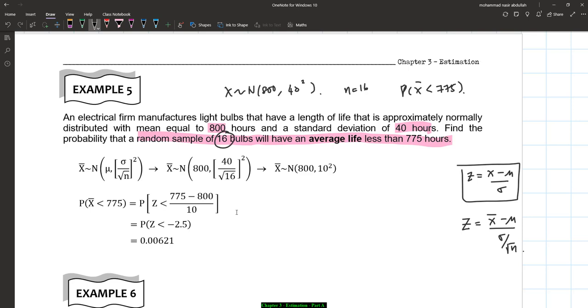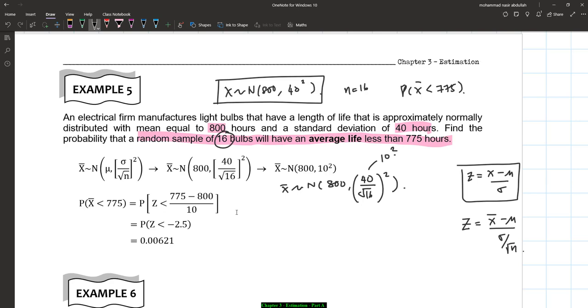So now, since we are looking at what we call a sampling distribution, this is the original, the first one. Since we have a mean X bar for 16 observations, the mean still remains 800. The standard deviation will be the standard error squared. So 40, which is the standard deviation, divided by square root of 16, and then you square this. So this should be equal to 10 squared.